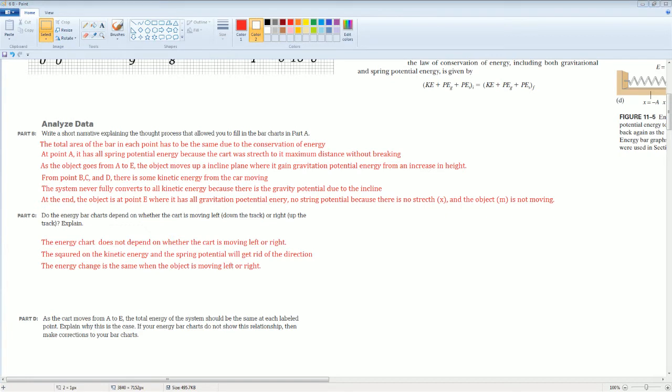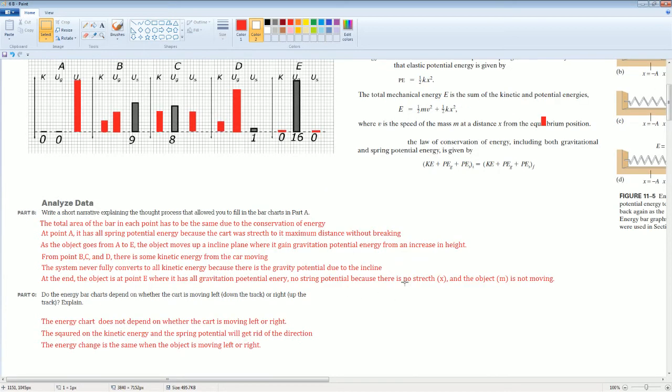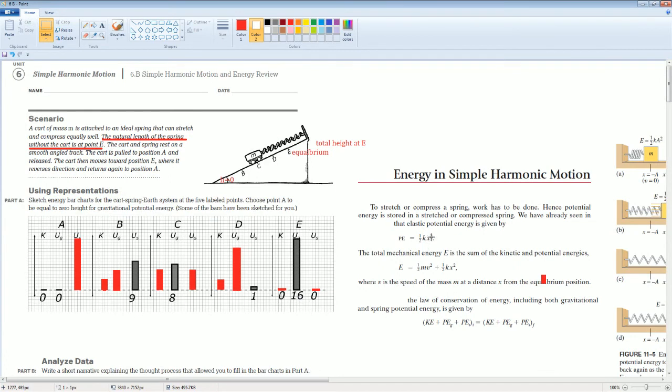What I wrote is that the energy chart does not depend on whether the cart is moving left or right. The square on the kinetic energy and the spring potential gets rid of the direction part. So if x is negative, a negative displacement from equilibrium, the square will make it positive. Same thing with velocity. If it's a negative velocity compared to the equilibrium, the square here will get rid of it.